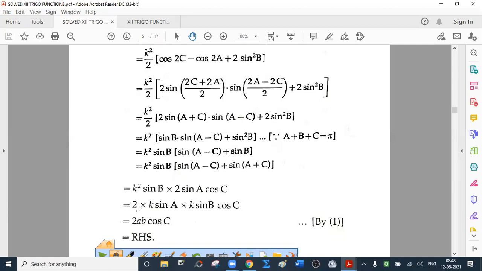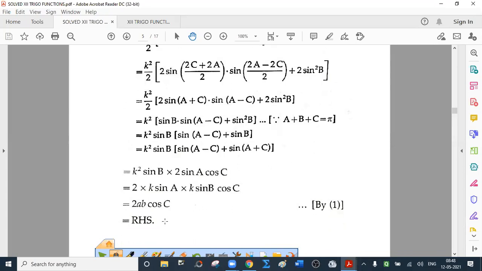Rearrange the terms to get 2 into k sine A into k sine B into cos C. But k sine A is a and k sine B is b. So I get 2ab cos C, which is nothing but the right hand side. So we have proved the cosine rule with the help of the sine rule.